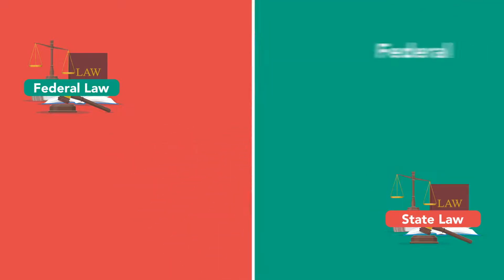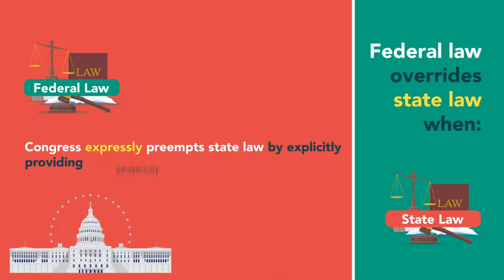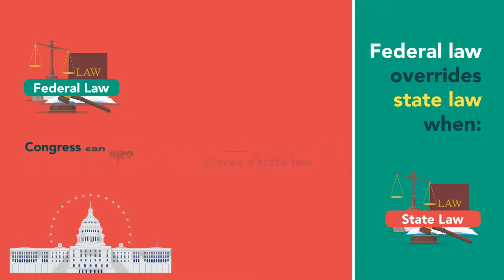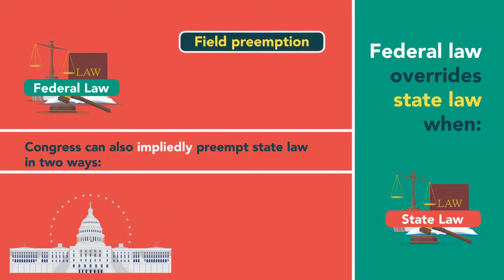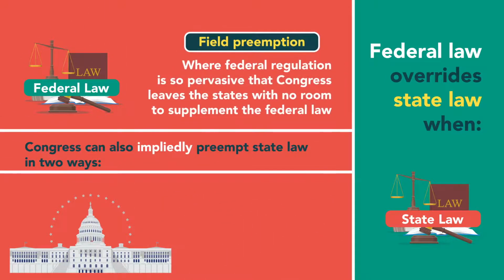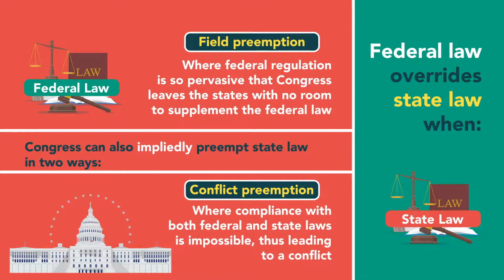Federal law overrides state law when Congress expressly preempts state law by explicitly providing that federal law displaces a state law. Congress can also impliedly preempt state law in two ways. First, it's field preemption, where federal regulation is so pervasive that Congress leaves the states with no room to supplement the federal law. The second form of implied preemption is conflict preemption, where compliance with both federal and state laws is impossible, thus leading to a conflict.